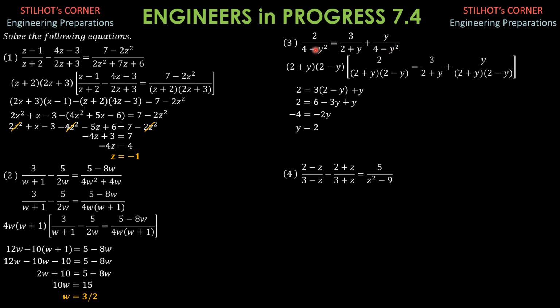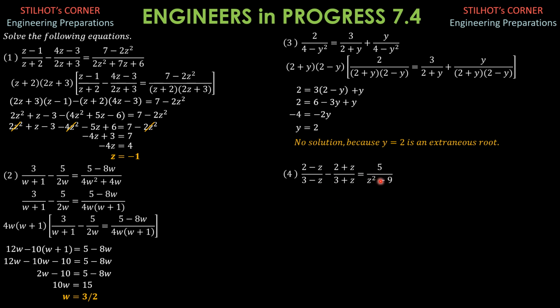But when y is 2, this left side and the second term of the right side would be undefined, because when y is 2, the denominator would be 0 in the left side as well as in the second term of the right side, which makes that undefined. Therefore, y is 2 is an extraneous root. There's no solution to this problem. So no solution because y is 2 is an extraneous root, and when y is 2, the denominator of the left side and the fraction in the second term of the right side would be undefined. So that's why there's no solution.